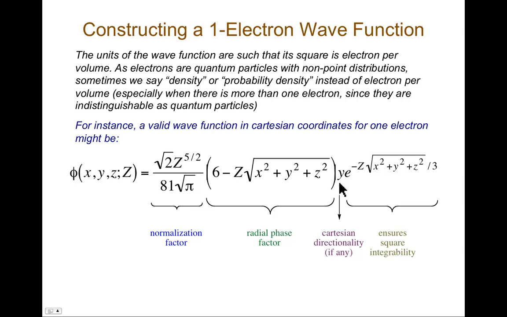There's also in this particular function simple multiplication by y, and so that's going to introduce a Cartesian directionality. It doesn't have to be there, this is just an example function. But in any case, for positive values of y, you'll be multiplying times a positive number, and for negative values of y, you'll be multiplying times a negative number.